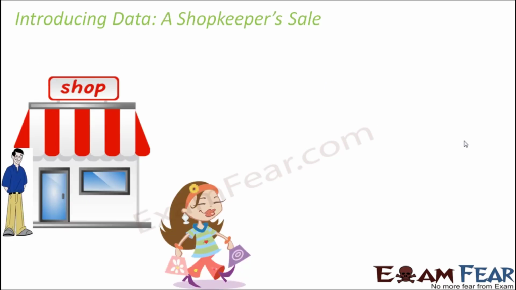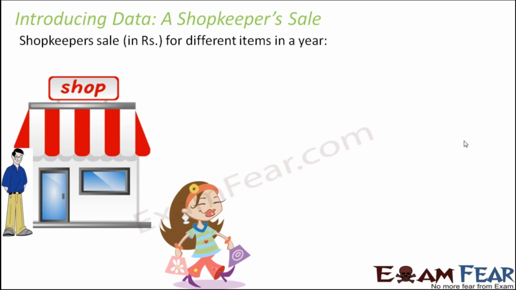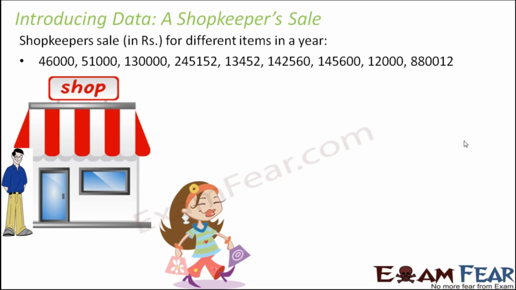Let us now think of a shopkeeper. So this guy in blue shirt is the shopkeeper, and there is data on the kind of sale that he does from his shop, that is, how much was his sale for different items in a particular year, and it was something like this. So 46,000, 51,000, 1,30,000, and so on. So this was his sale. This is the amount of sale that he did in that particular year for different items.